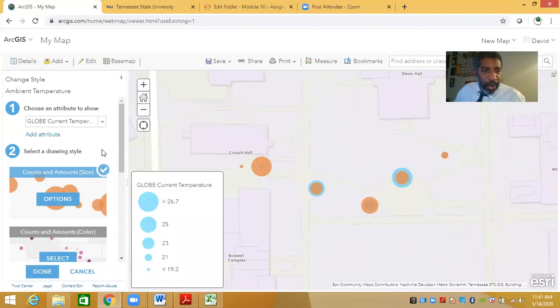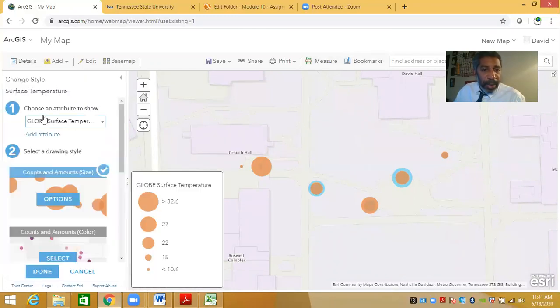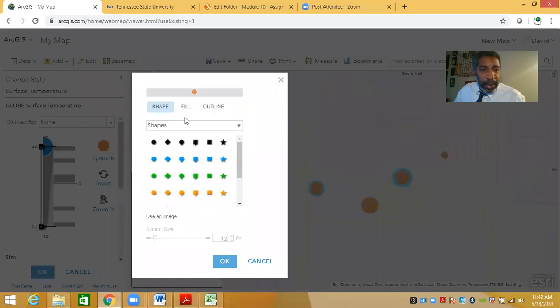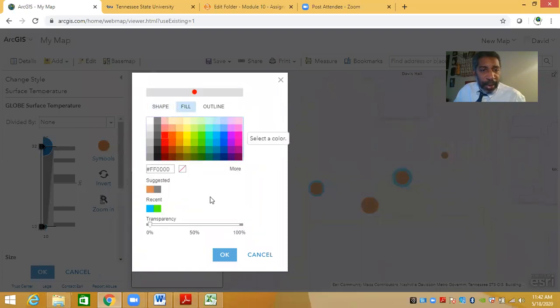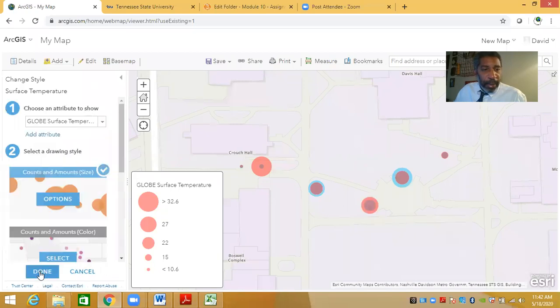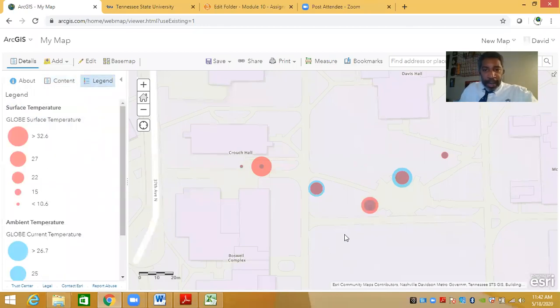And now let's go to our surface temperature. And we want to get something that really contrasts with the blue. And so let's make this red, because red is an intuitive color. You intuitively think of something that's hot, think of red. And so let's try that, 50% transparency, hit OK, and then done. And just bring our legend back.